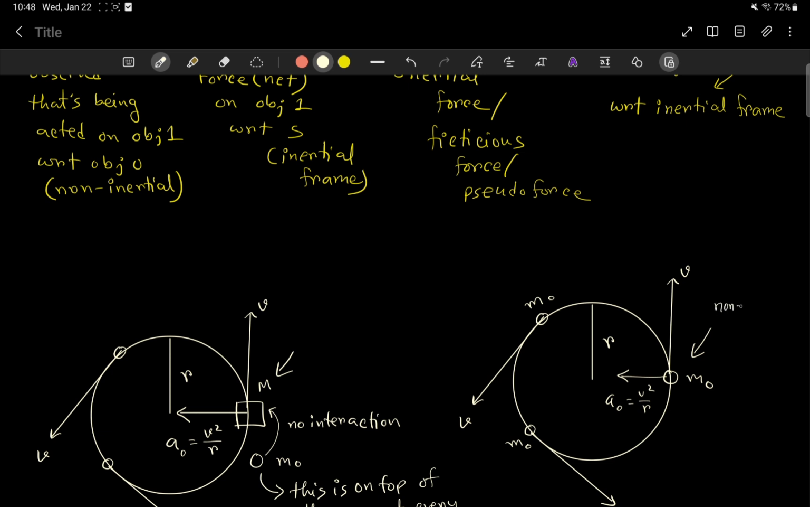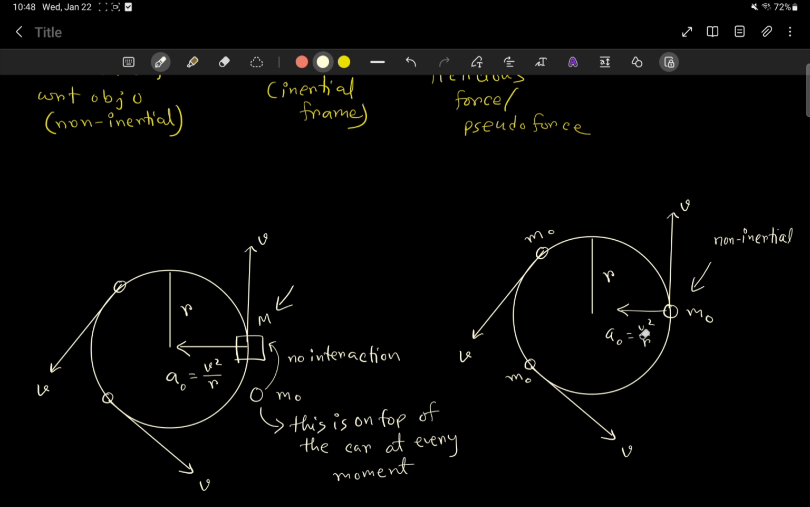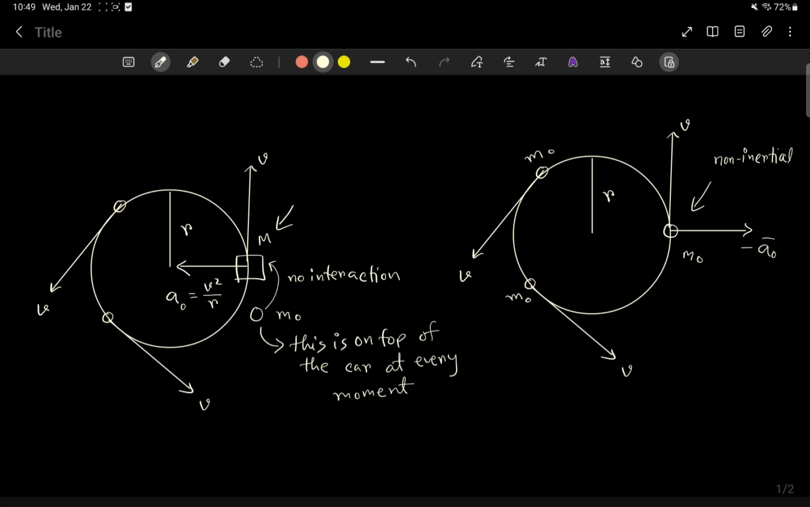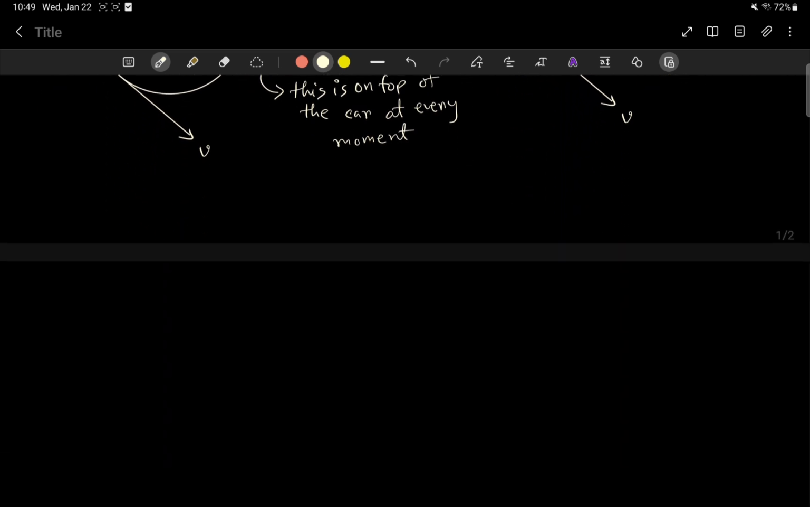So this is the non-inertial frame we are talking about, the rotating frame. In the rotating frame, what we need is not a naught, we need minus a naught. What can we see from here? At every moment of time, this object m naught, or object 0, always stays on top of this mass. So with respect to m naught, this car is stationary. That means its acceleration must be 0 with respect to m naught, so with respect to the non-inertial frame, the net force is itself 0.